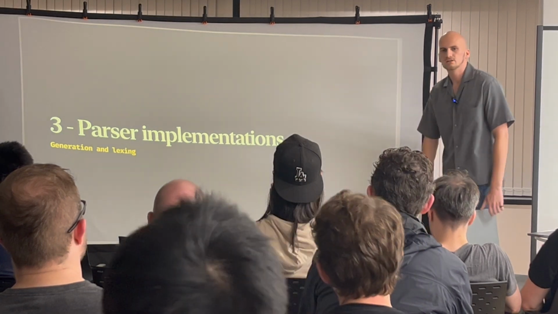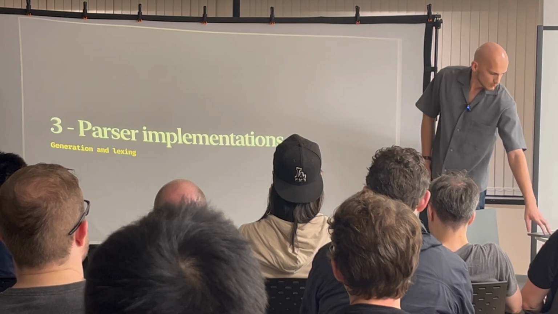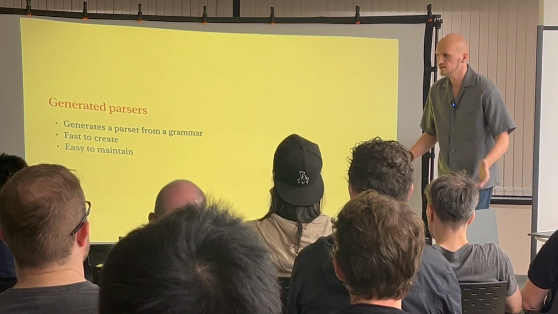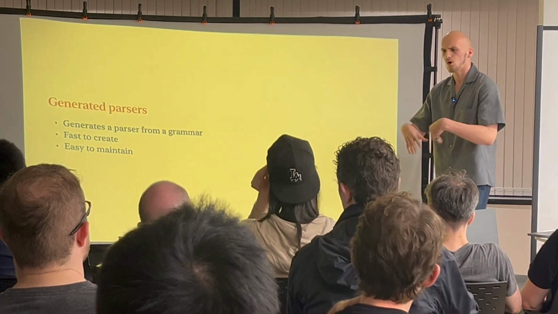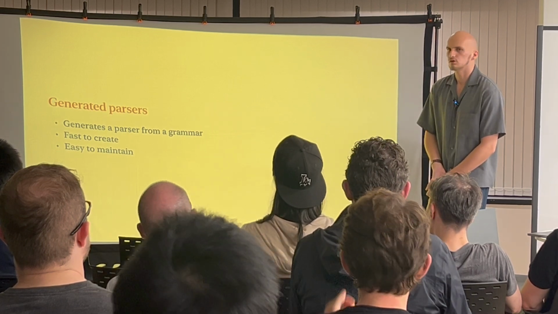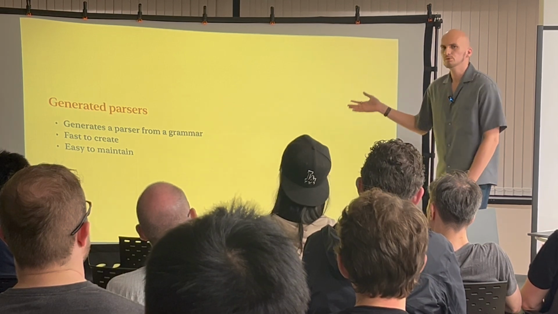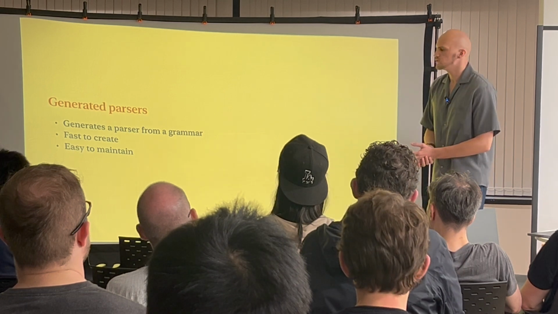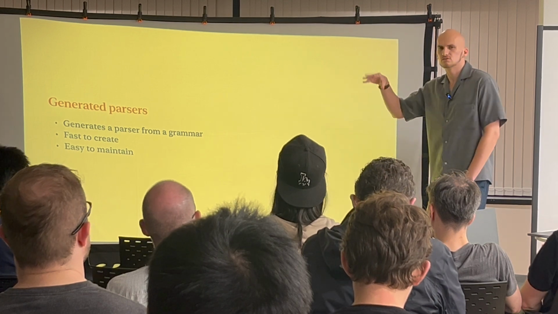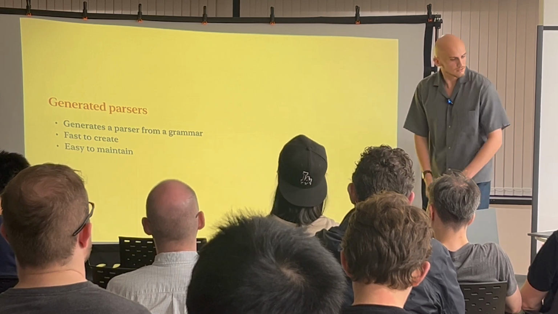So now that we're a bit aware of the theory, let's talk about parser implementations. The first way of approaching it is through generated parsers. There are whole libraries that allow you to just generate parsers, and to do so, you only need a grammar, the same thing I was showing you earlier. It's super cool because it's really easy and fast to create, and also quite easy to maintain. No need to dive into thousands of lines of code, just update your grammar and regenerate the parser, and that's basically it.